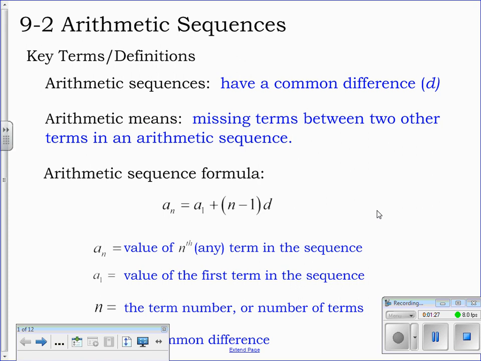So, your first formula that you're going to have to know how to use: a sub n equals a sub 1 plus n minus 1 times d. So we already talked about some of the stuff in there. Arithmetic sequences have a common difference. We did that.